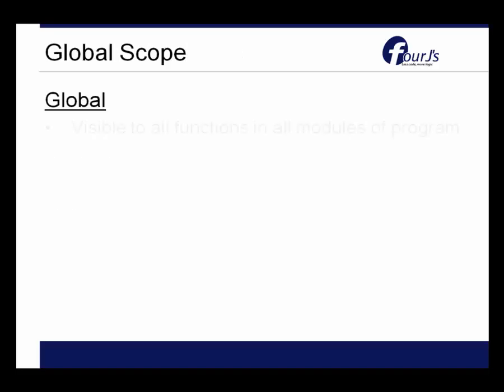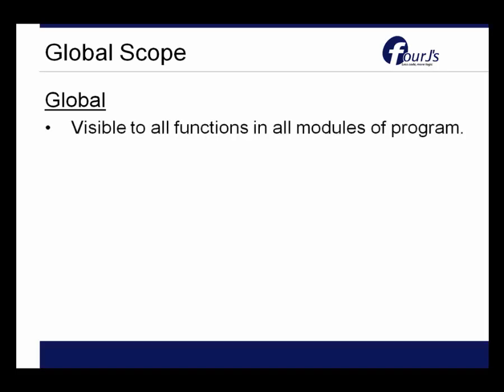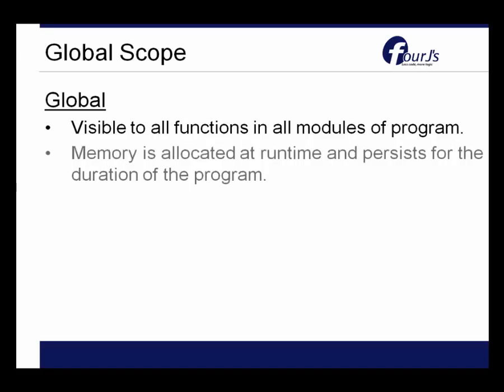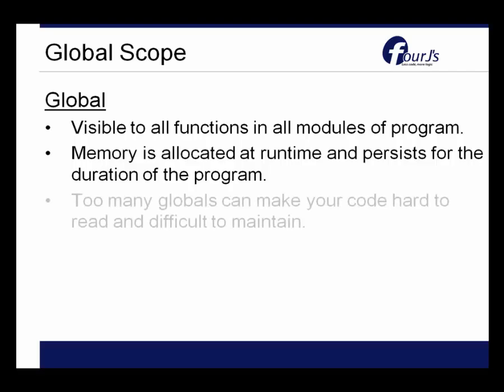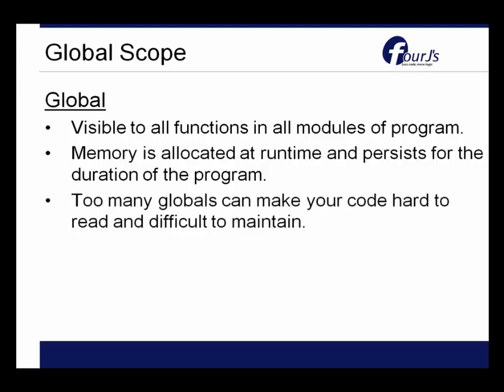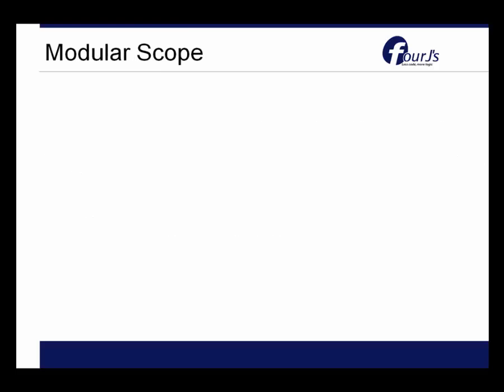Let's look at each of these in a little bit more detail. Global scope indicates that the variable is visible to all functions in all modules of the program. Memory is allocated at runtime and persists for the duration of the program. So the variable lifetime is the duration of the program. Too many globals can make your code hard to read and difficult to maintain.